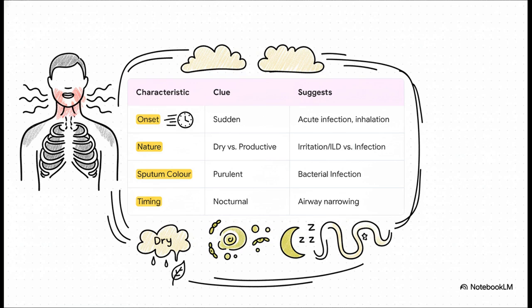And the sputum, is it green and nasty, suggesting a bacterial cause? Does the cough wake them up at night? That's a classic feature of asthma. These details, they're your most valuable clues.